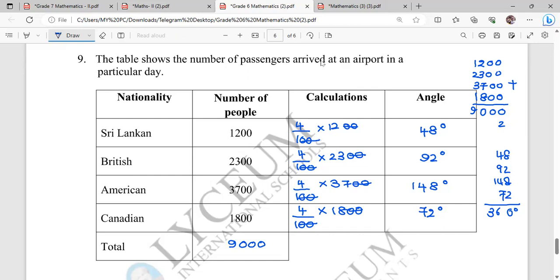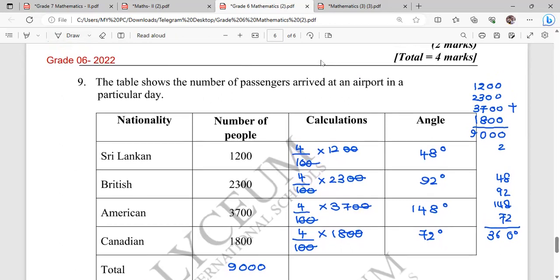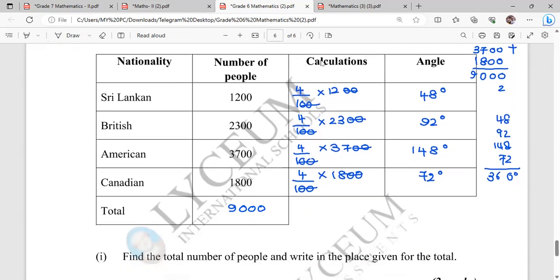What kind of pie chart is this? What are they saying? The table shows the number of passengers arrived at an airport in a particular day. So on that day, 1,200 Sri Lankans were there, 2,300 British people were there, 3,700 American people were there, and 1,800 Canadian people were there. Altogether 9,000 people came to the passenger area. So I'm going to show this in a pie chart. We'll see how we can do this.